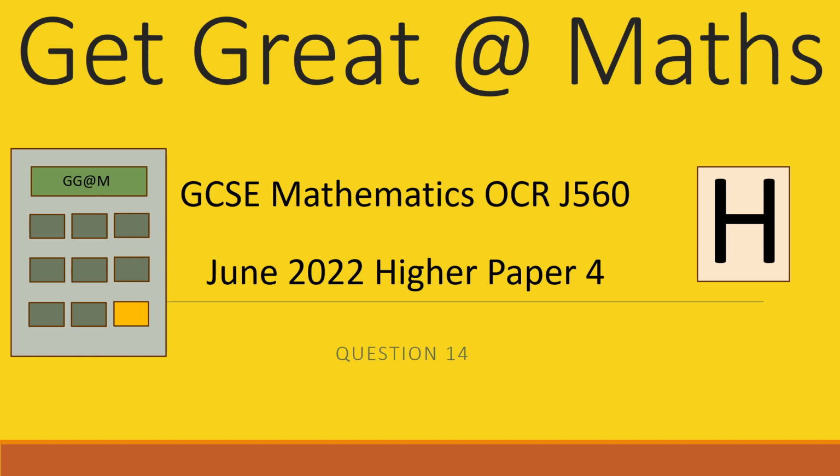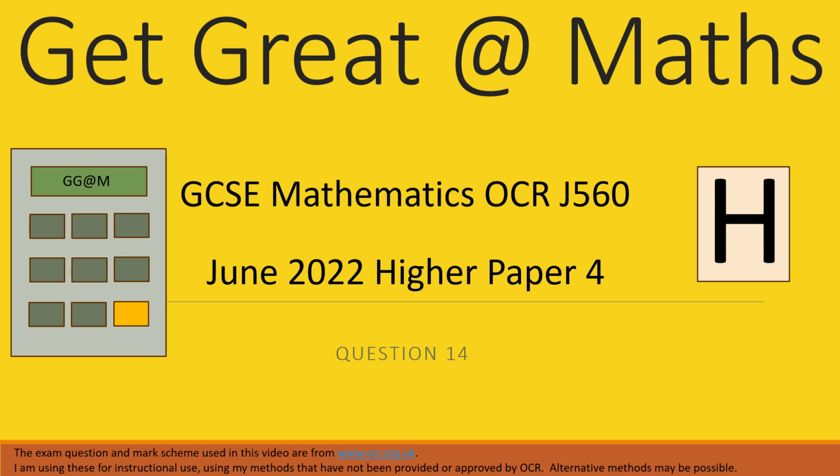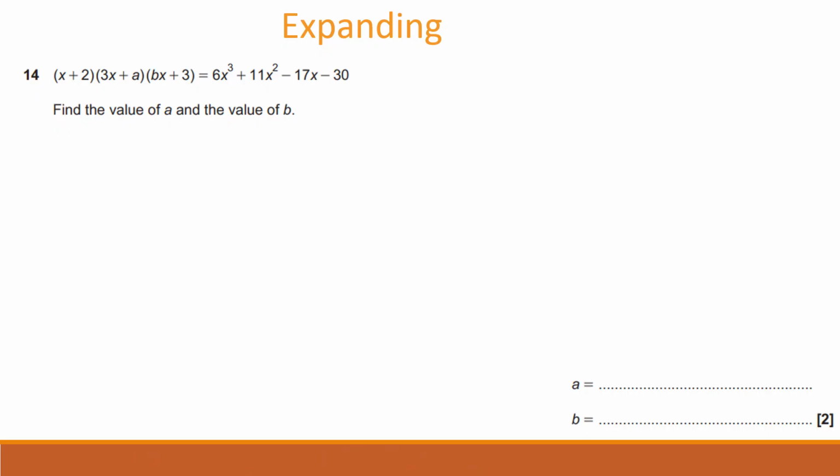Today we're going to look at the GCSE Mathematics OCR J560 exam paper, June 2022 series for higher tier, paper 4, and we're looking at question 14, which is from the calculator exam paper. Now question 14 is a question to do with expanding, and not just expanding 2 brackets, we're expanding 3 brackets.